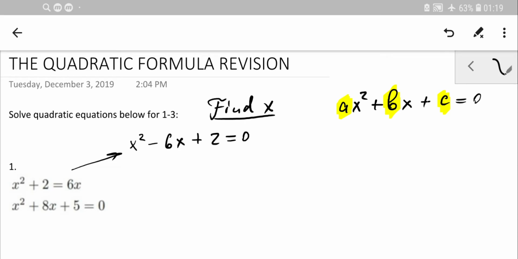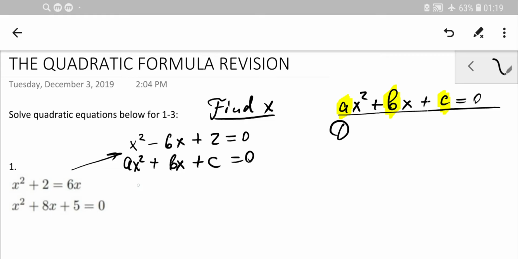Then the second step, after we compare with ax squared plus bx plus c, we establish the values. For a, make sure you understand why it's 1. So b is -6 and c is 2. Okay, so we want to figure out the discriminant.